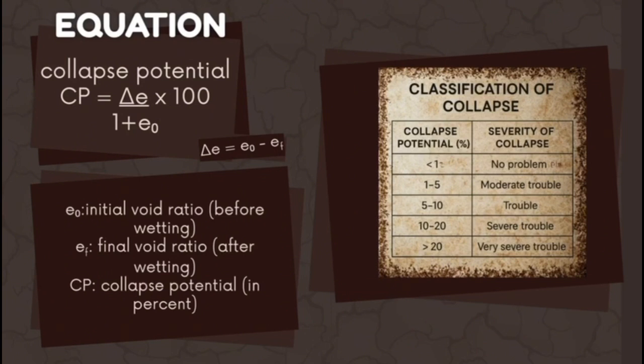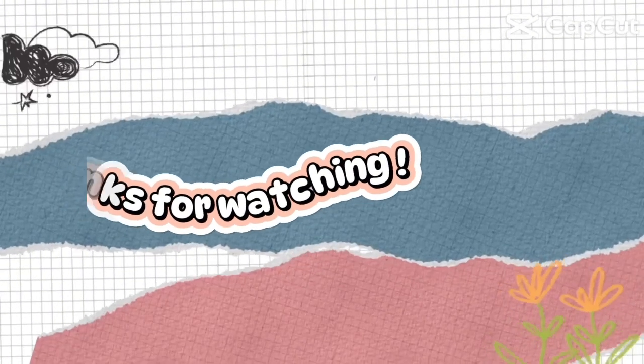So, in summary, this simple yet powerful equation gives us an insight into the potential risk of soil collapse due to water infiltration. Understanding collapse potential can help prevent structural damage and ensure safer construction.